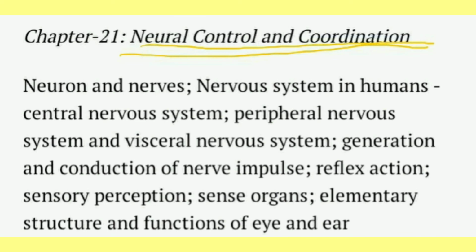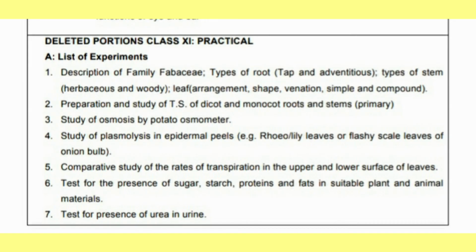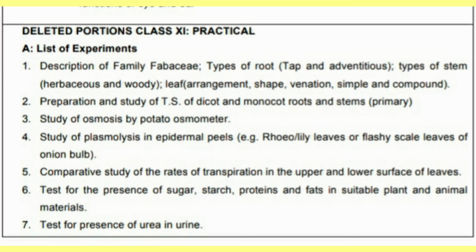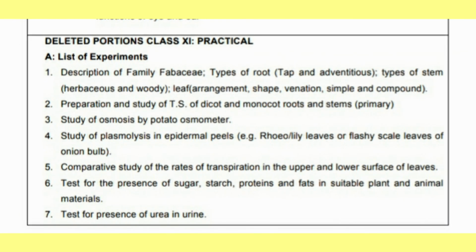Okay. Next come, for the practical part, deleted portion of class 11 practicals. We have a lot more practical experiments that has been deleted this year. The list of experiments are description of family Fabaceae, like types of root, taproot, adventitious root, types of stem, herbaceous and woody, leaf arrangement, shape variation. This is deleted. Second practical activity, that is the preparation and study of TS of dicot and monocot root and stem, the primary. Okay, this is deleted.